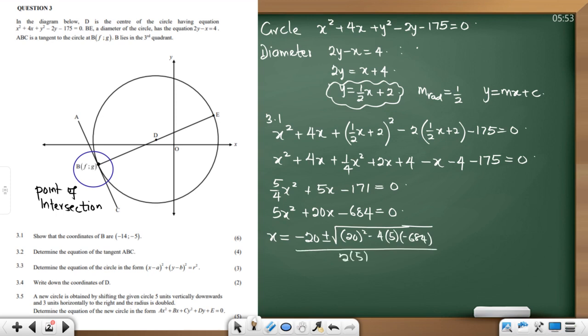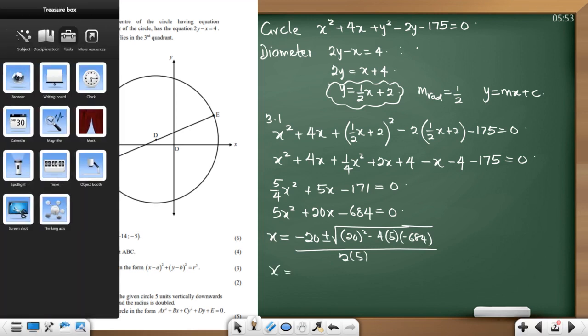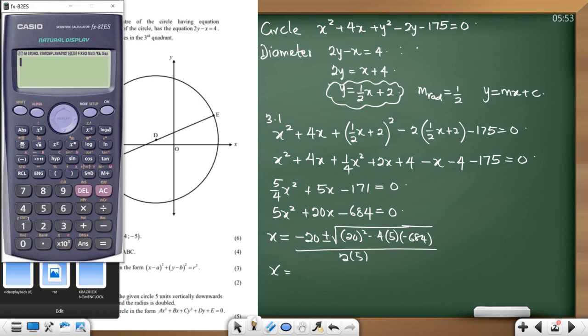Okay, let's grab a calculator quickly because we don't want to waste time. If you see that those numbers are too big, there is no problem. We have a way of getting our answer. All right, plus the square root of 20 squared minus 4. What is my a? My a is 5. What is my c? Negative 684. And then 2a, that's just 10.